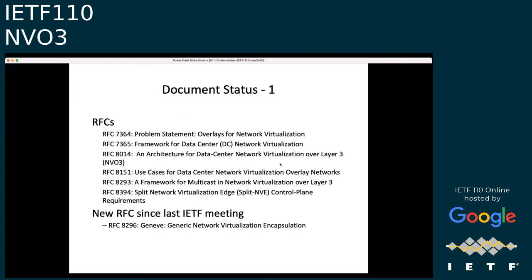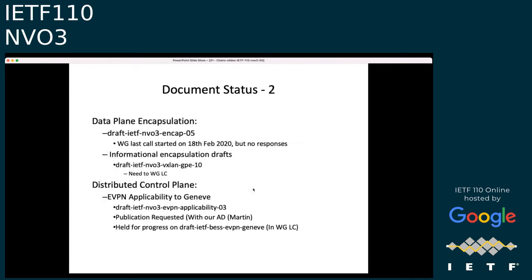Document status. So we have one new RFC since the last time we met as a working group in the IETF. That's RFC 8926, which is Geneve. So that's our first standards track RFC for the generic network virtualization encapsulation. Congratulations to the authors, and thank you for your hard work on addressing the fairly lengthy and detailed set of comments for that.